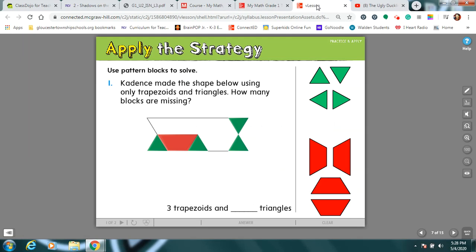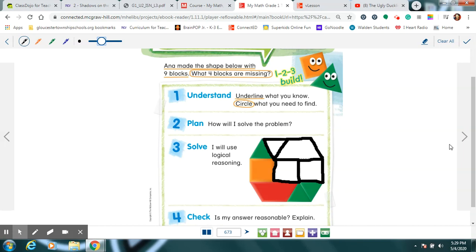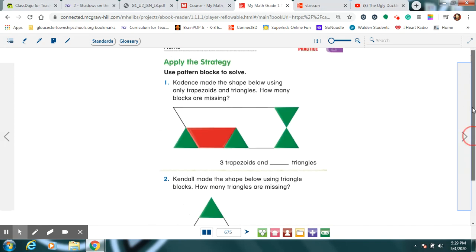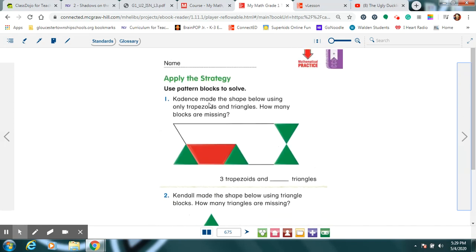Let's try one ourselves, and if you had a chance to download and print those pattern block shapes, you will want to have those for this activity today. This is how you'll use them. So this is on the next page of your math book. If you look right here at the top is this story. Cadence made the shape below using only trapezoids and triangles. How many blocks are missing?